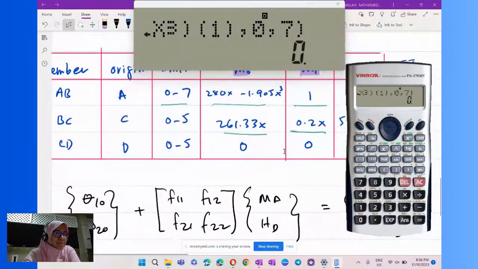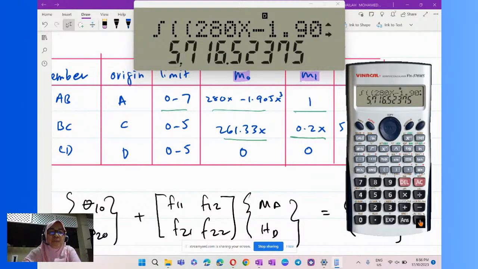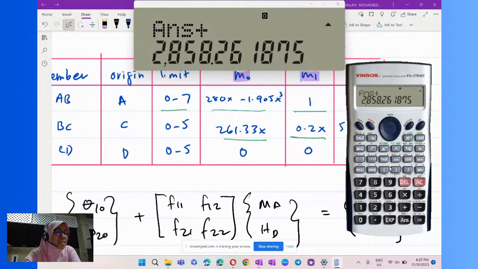Okay, we integrate this and we get 5716.552. And don't forget, we have to divide by 2 because member AB is 2EI. So we divide by 2 and we get 2858.26. This one we add with the new equation, new section BC.